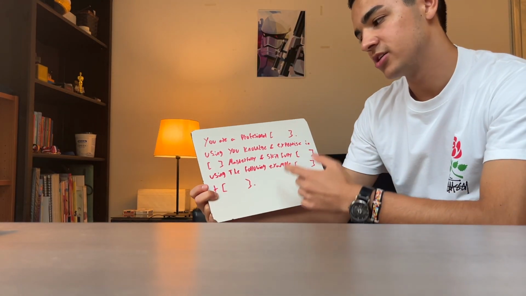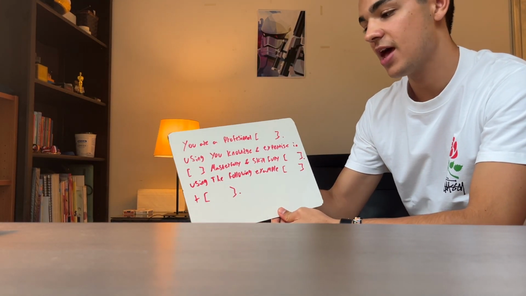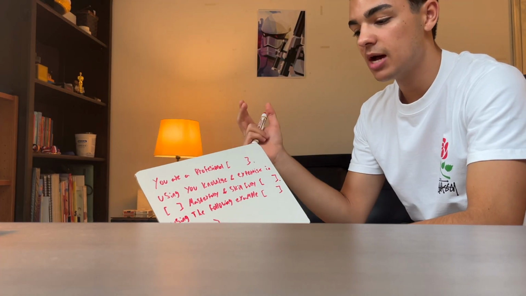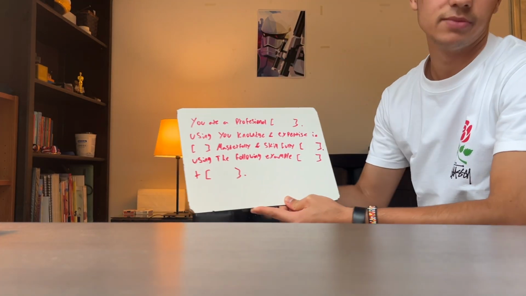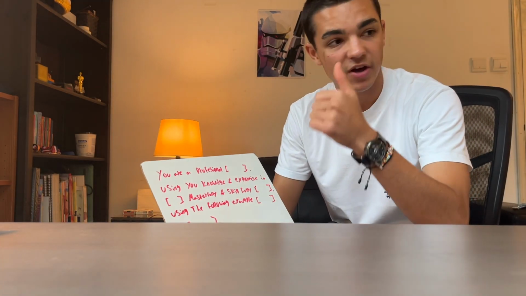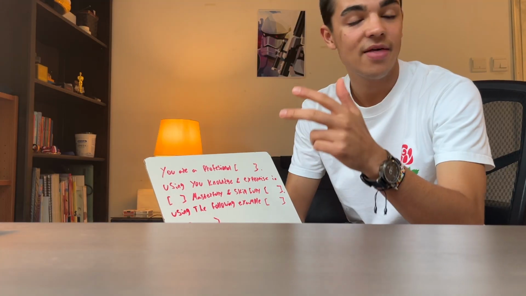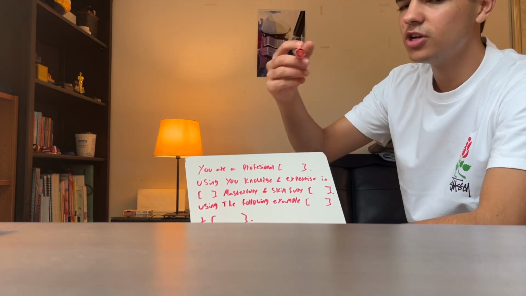So it basically says, you are a professional X, using your knowledge and expertise in X, masterfully and skillfully aim, using the following example. So what are all these empty spaces? It's the profession, the content and context, the aim, and the example. So I'll give you an example of this.